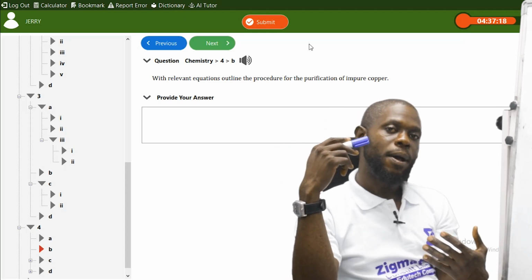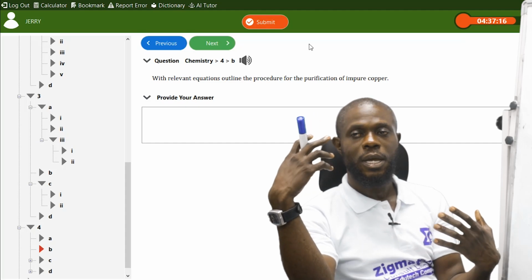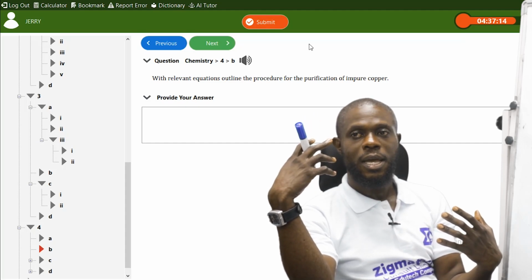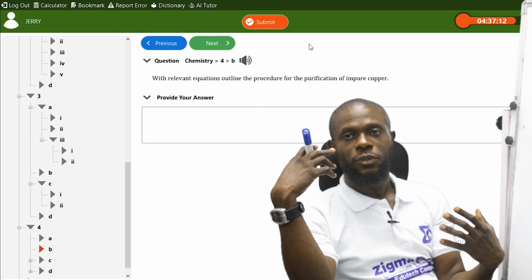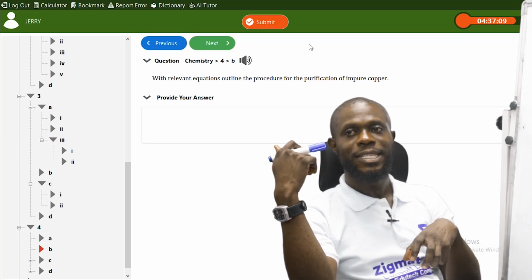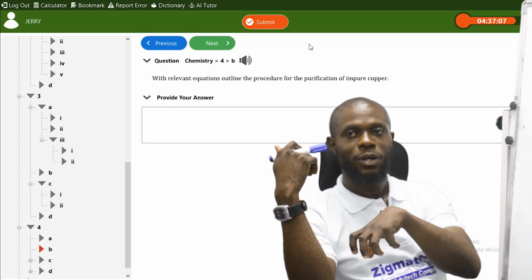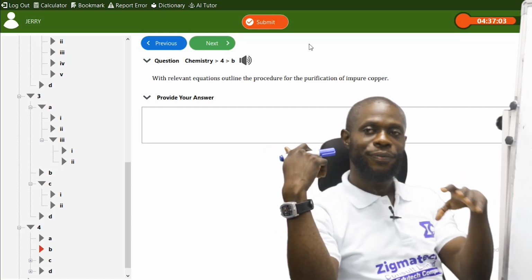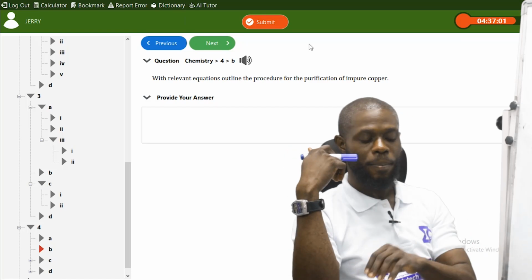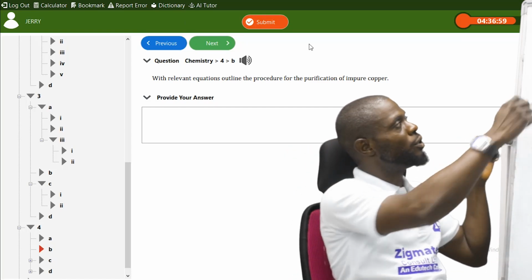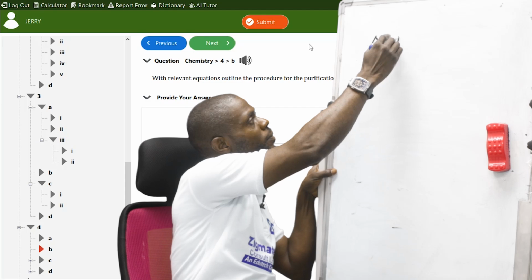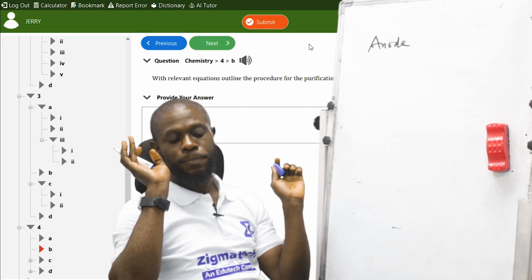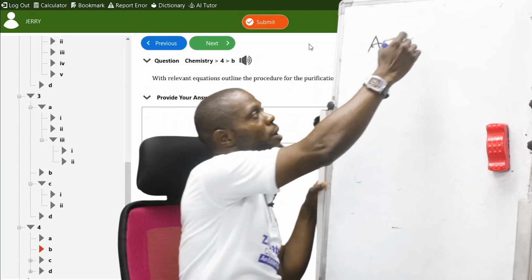While the pure copper becomes a good conductor. So that means you're making the impure conductor a pure conductor. So you're purifying the impure copper to pure copper. So that means the anode is the impure copper.